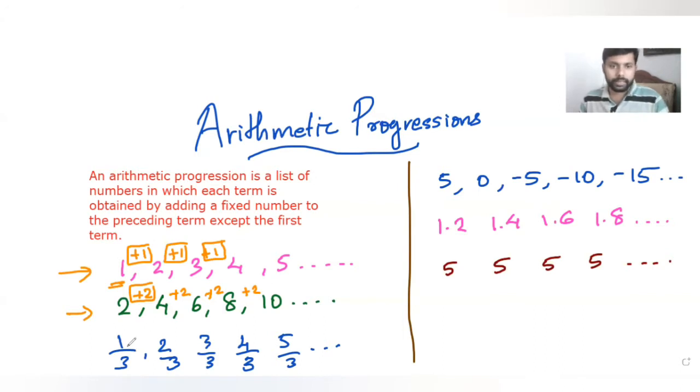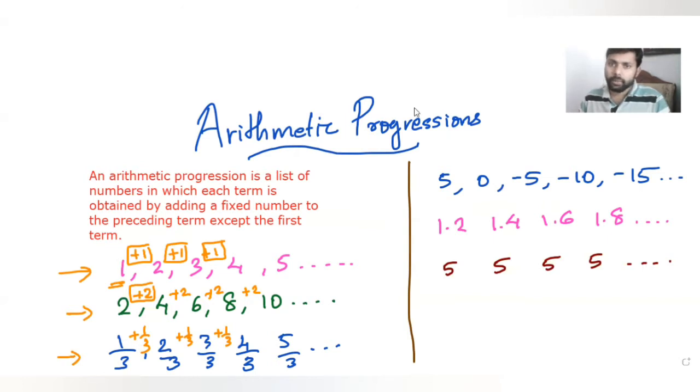Let's see the next case. In the third example, we can see 1 by 3, 2 by 3, 3 by 3, 4 by 3. That means the fixed value which you are adding here is 1 by 3. 1 by 3 plus 1 by 3, you are getting 2 by 3. Again, you are adding 1 by 3. 2 by 3 plus 1 by 3, you are getting 3 by 3. Again, you are adding 1 by 3, you are getting 4 by 3. So here the fixed value is a fraction in this case.